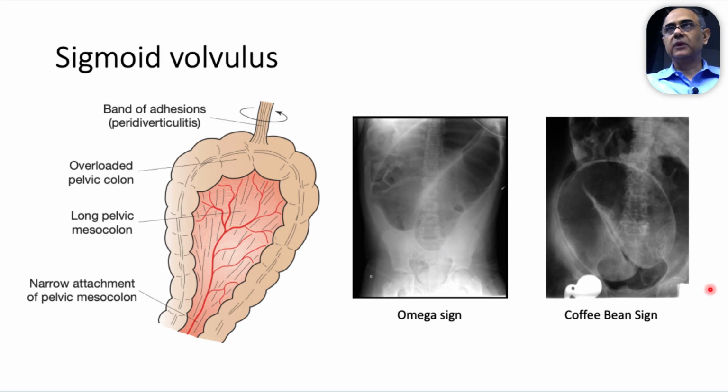There is another term associated with volvulus which is called compound volvulus. When two organs, or multiple organs, twist around each other, this is a compound volvulus. So naturally the damage will be more.